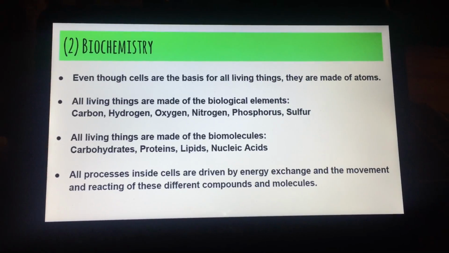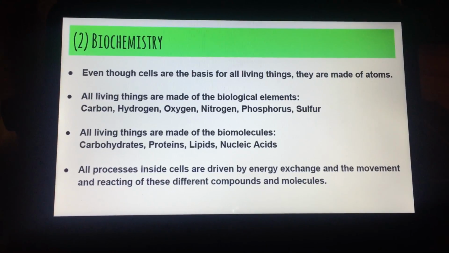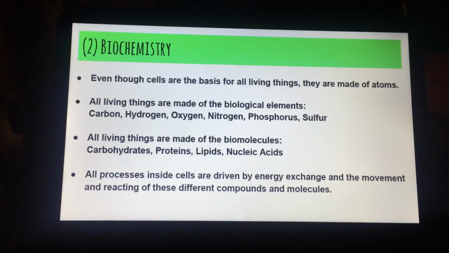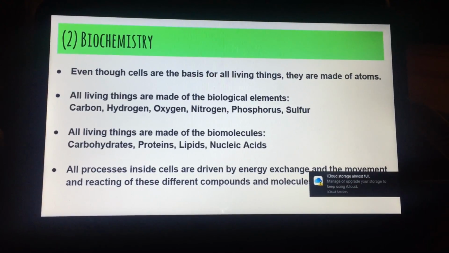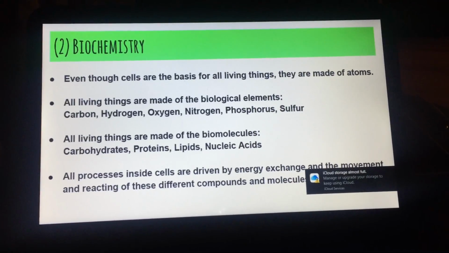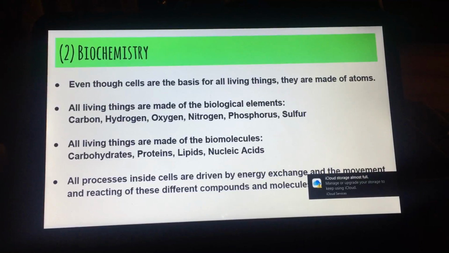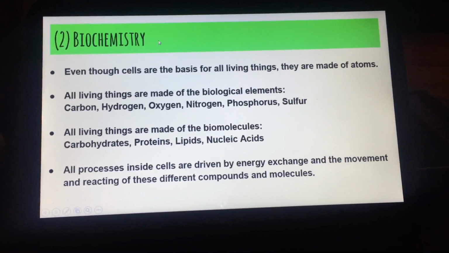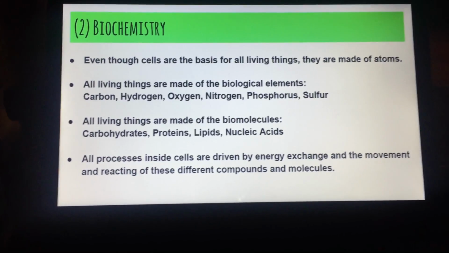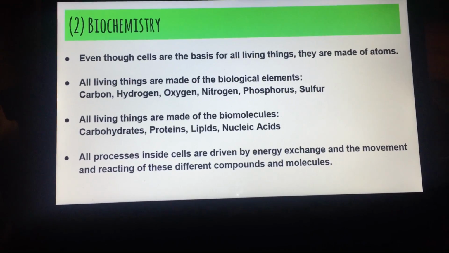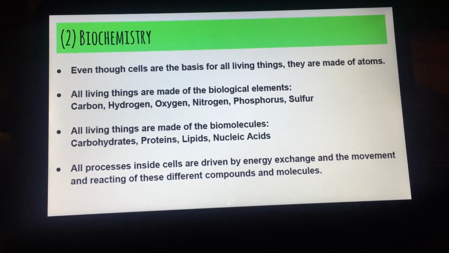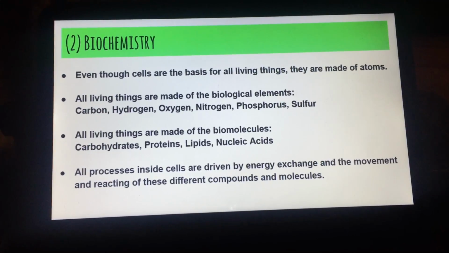When you touch your skin, your hair, when we talk about processes inside your heart or your stomach or intestine, we have to remember that all the way down on that smallest level, those are all made then of those biological elements. Those elements then are used to form the 4 types of biomolecules: carbohydrates, proteins, lipids, and nucleic acids.